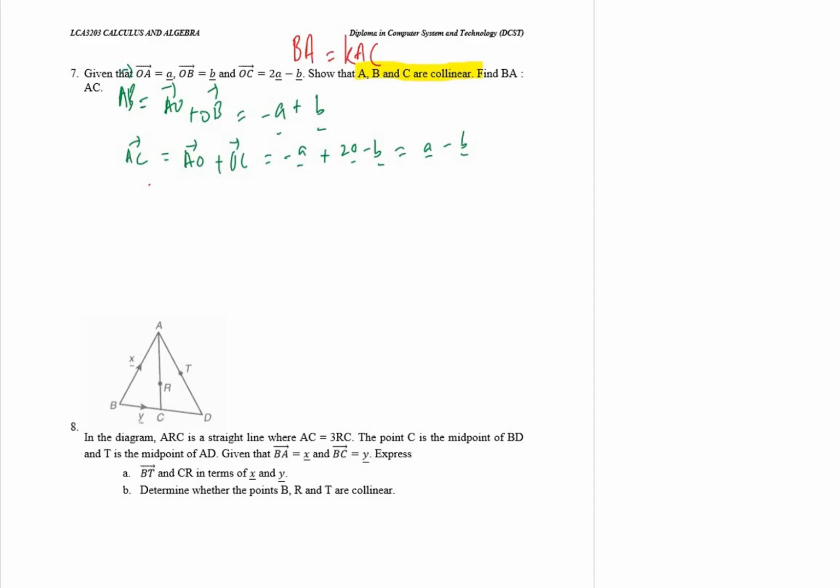Okay, so now we will see the connection between AC and BA. AC is a minus b. BA is the opposite of AB. Okay, opposite. So BA is also a minus b, correct? Because AB is negative a plus b. So therefore, they are actually the same thing. So therefore, BA to AC is equal to 1 to 1. Alright?